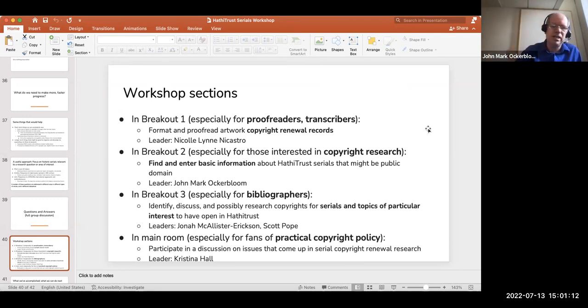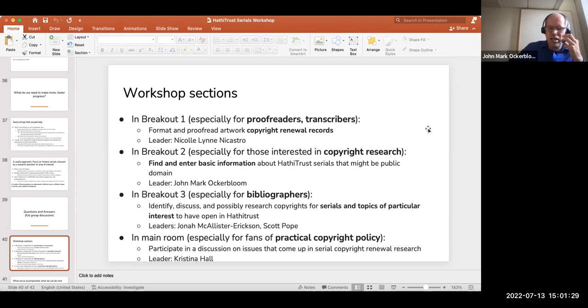In this one, I'll be leading it, and I'll be walking through that questionnaire I showed you briefly in the presentation, where you can find and enter basic information, answer some basic questions about HathiTrust serials that we don't have copyright information on, but might be in the public domain. So join that one if you're interested in that.